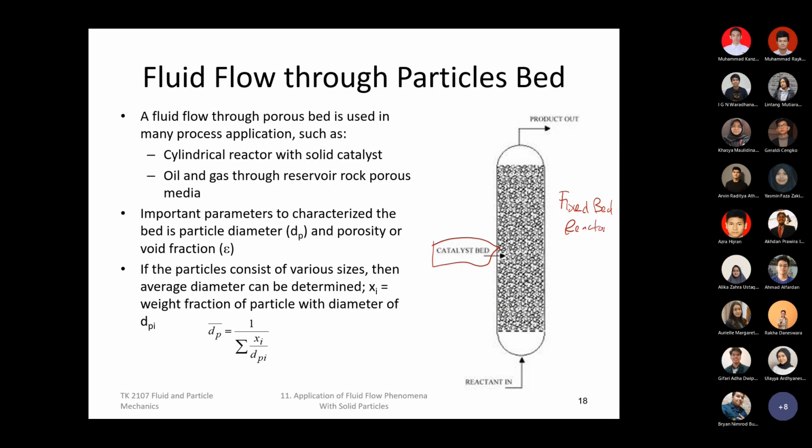Why is it called fixed bed? What is bed? Here is the catalyst bed. So you have a solid, you have a particle intentionally placed within the reactor. This is the catalyst, metal, zeolite, and so on, intentionally put inside of this reactor to expedite the reaction kinetics. When it's called a fixed bed, that means the velocity of the solid should be 0. That means it doesn't move.